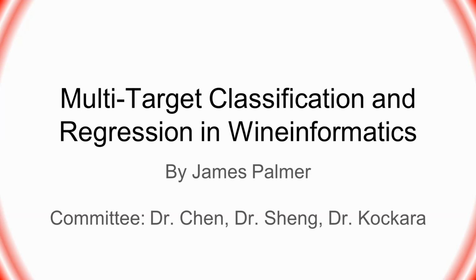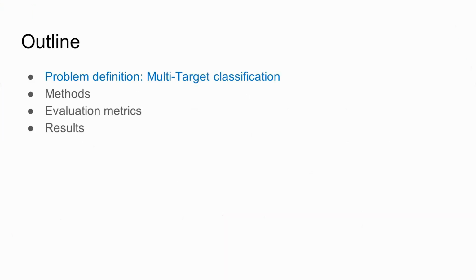Let us take a look at chapter 7, which is the main part of the thesis. This is about multi-target classification, as you can see in the title of the thesis. Therefore, let's take a look at the outline of what we want to talk about today.